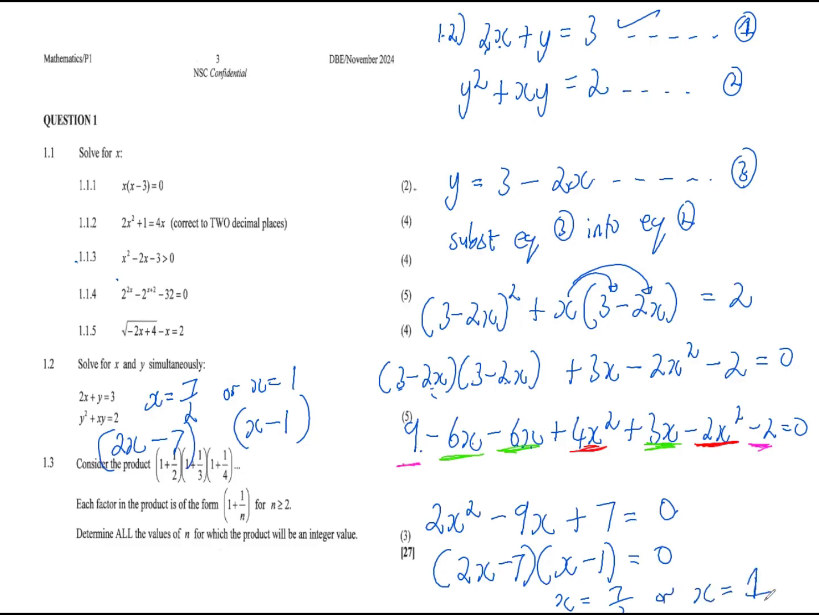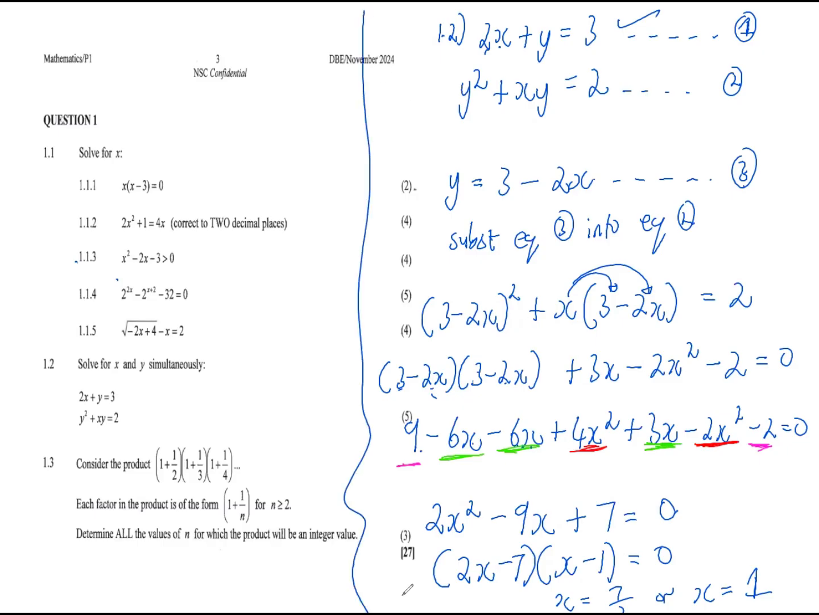Those are the values. But then remember, this is simultaneous, right? Simultaneous means that we solve for x and y, right? So that means since we have our x values, now it's time for us to find our y values. But how do we find the y values? You have to go back to the standard form equation, which is equation number 3, right? And then now you're going to say, for when x is equals to 7 over 2, you're going to have y is equals to 3 minus 2, and then 7 over 2. So which will give us what? So this and this will obviously cancel. 3 minus 7 will give us what? Negative 4.